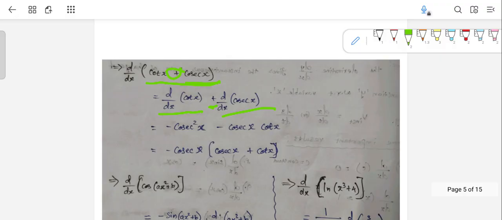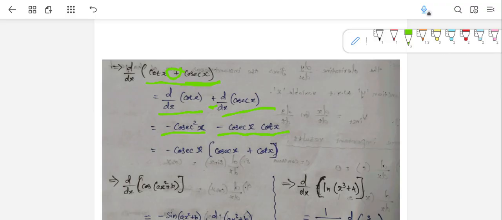So first, d by dx of cot x, direct formula. The differentiation of cot x is minus cosecant square x. Actually, here you can keep it as plus. When you differentiate cosecant x, you will get minus cosecant x into cot x, right? That's why I have directly written minus cosecant x into cot x here. So don't get confused. Here it is plus, but I have put minus. If you want, you can write like this.